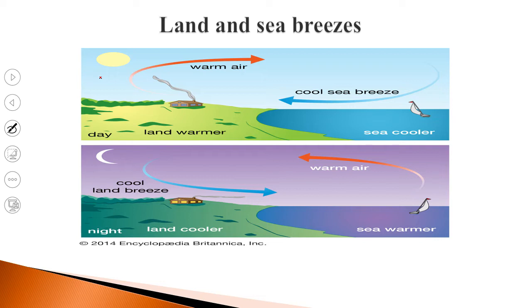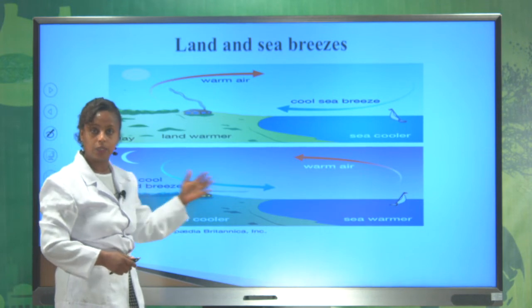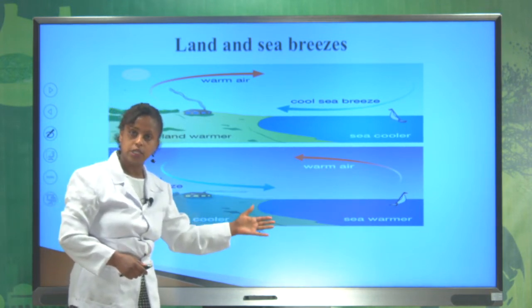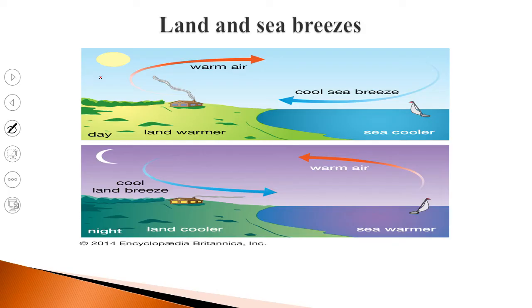But at night, the land is cooler than water bodies because it loses its temperature more quickly than water bodies or sea. As a result, low pressure formed on the sea, high pressure formed on the land. Now, wind blows from land to the sea. We call this land breeze.